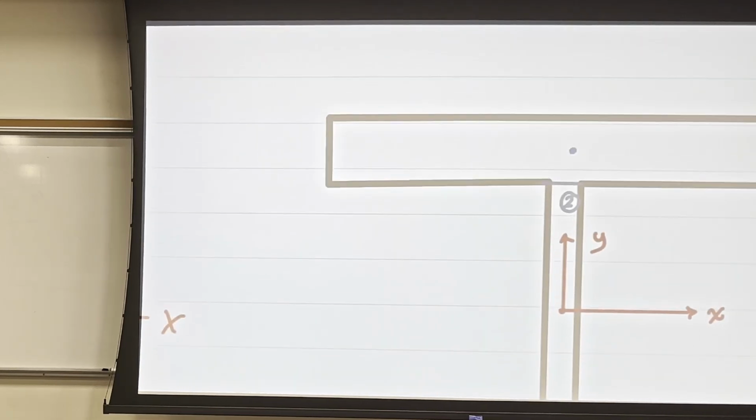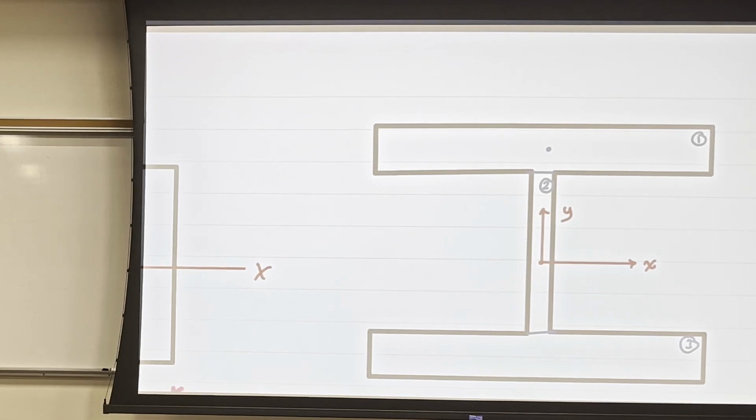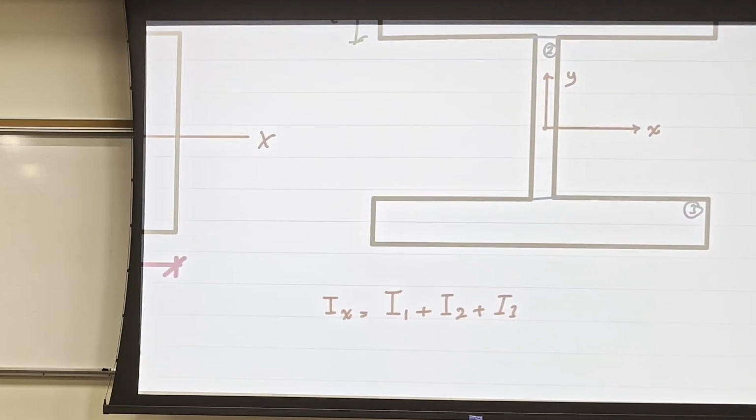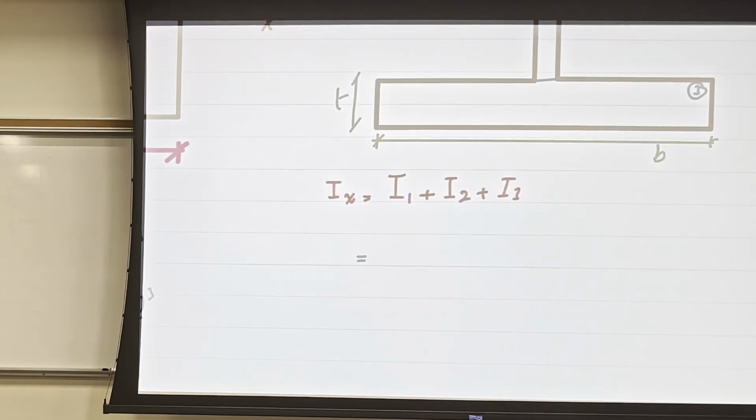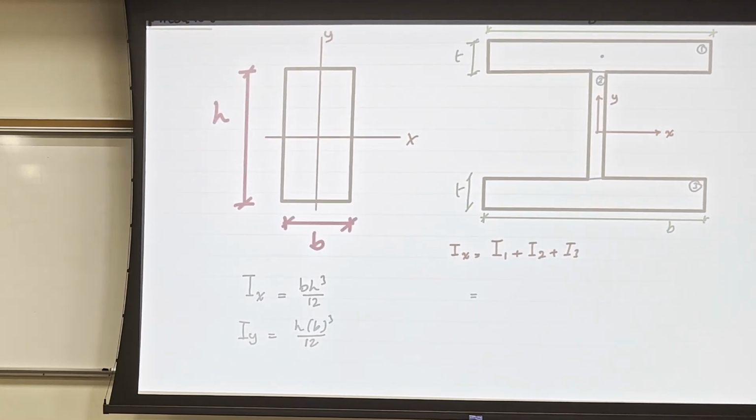So let's say this dimension is b, and this is T, same as the bottom one, T, and here is B. So for area 1 about X, which is B, T cubed over 12, the B and then T cubed over 12, and then plus the area 1 times the distance 1 squared, and this is the distance 1.